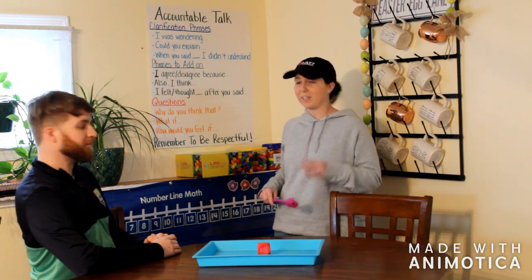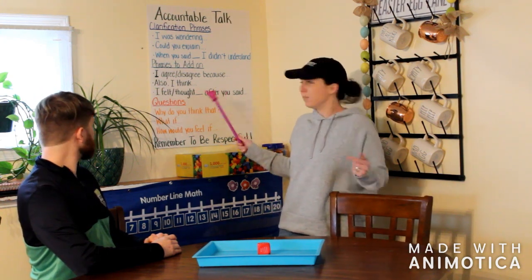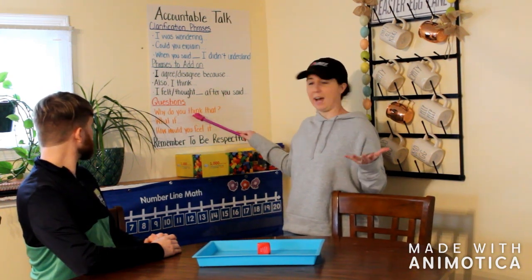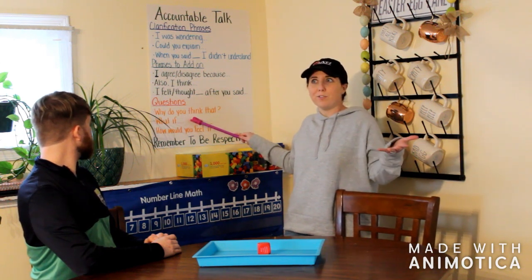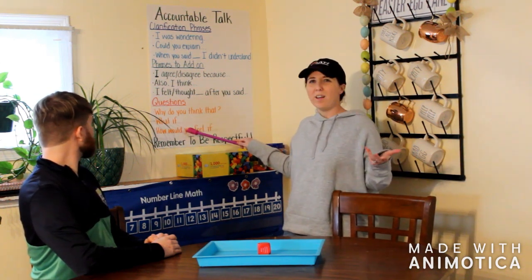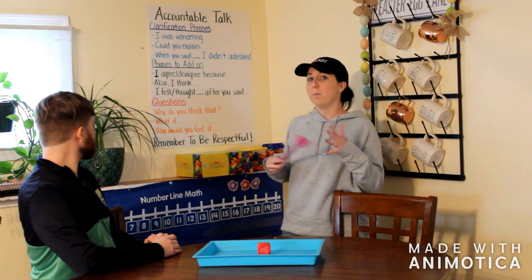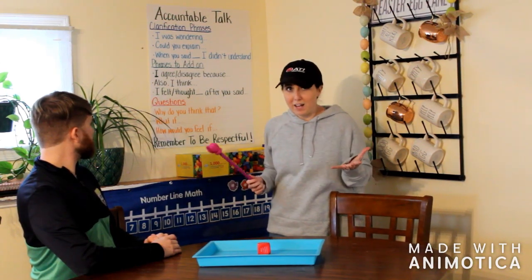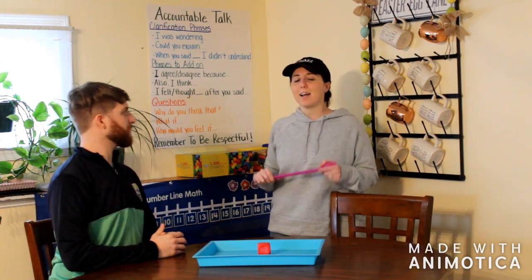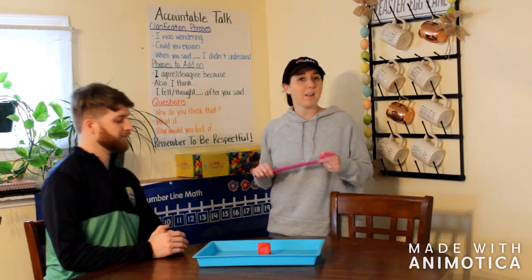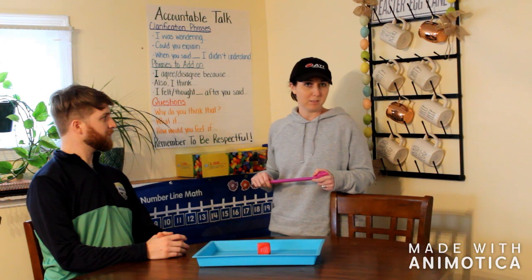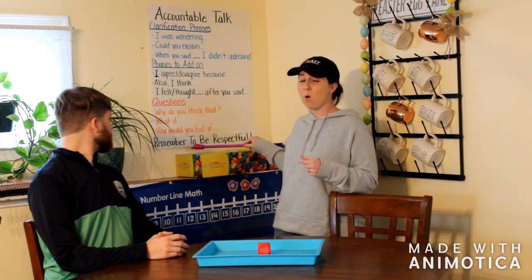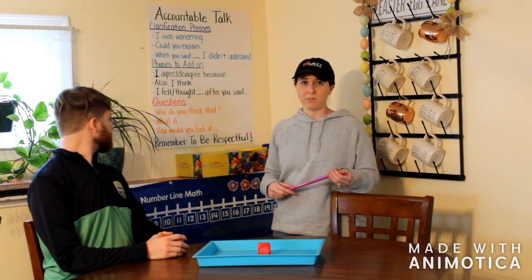The third rule of accountable talk is questions. Why do you think that? What if blank? Or how would you feel if blank? These questions are meant to clarify and help us to understand exactly how each other thinks and feels about whatever we're talking about. And finally, always remember to be respectful.